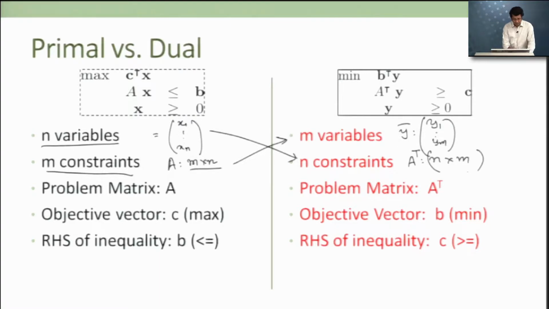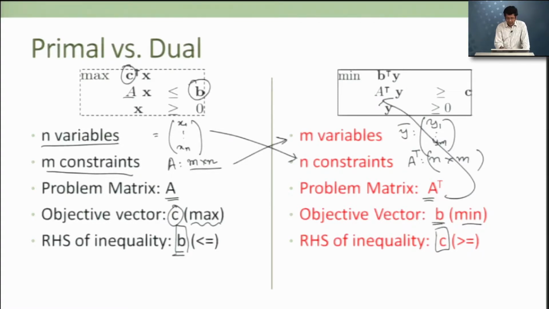The problem matrix here is A. The problem matrix here is A transpose. The objective vector is c, and we are maximizing it. The objective vector is b, and we are minimizing it. Likewise, the right-hand side of the inequality in the primal problem is b, whereas the right-hand side in the dual is c. So b and c exchange places. Max changes to a min. Less than or equal to changes to a greater than or equal to.